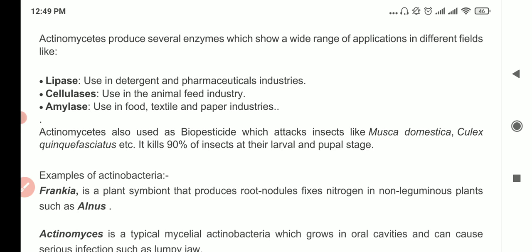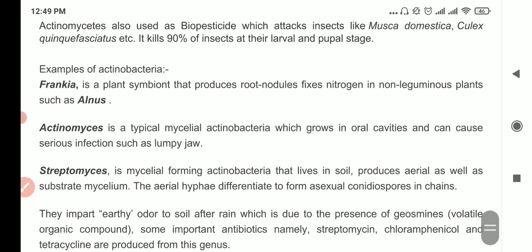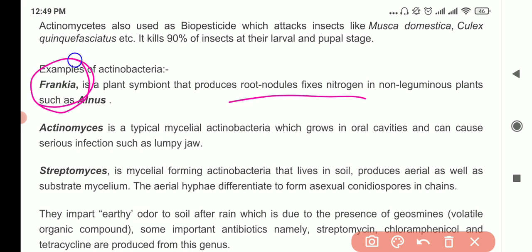It is a symbiont, which produces root nodules and will fix nitrogen. This is the bacteria inside this root nodule of the alnus tree: Frankia. Then you have Streptomyces.